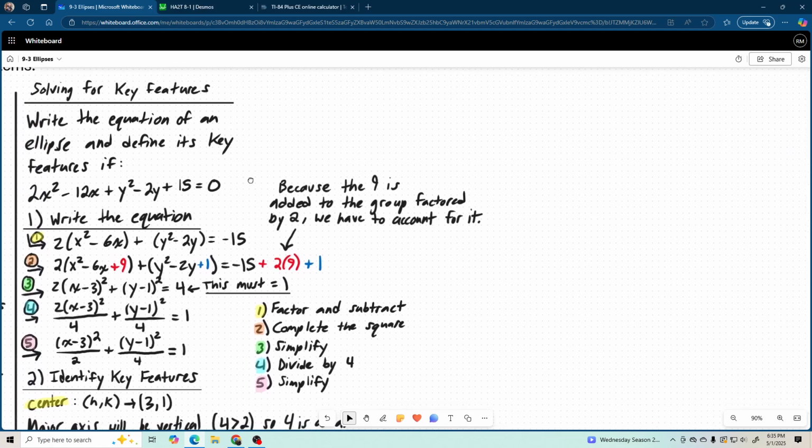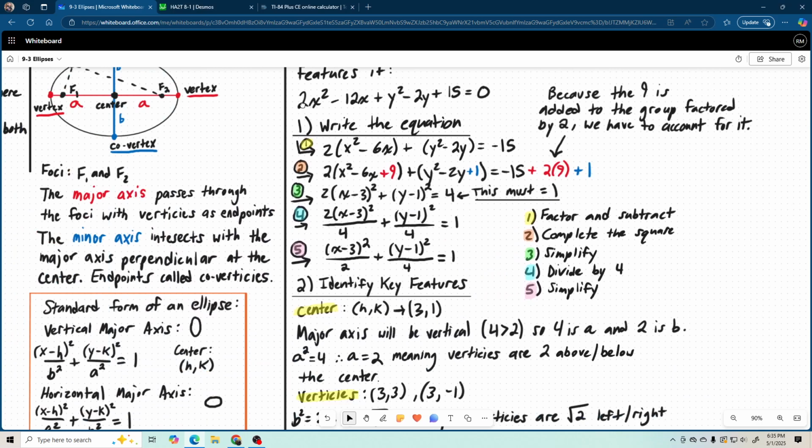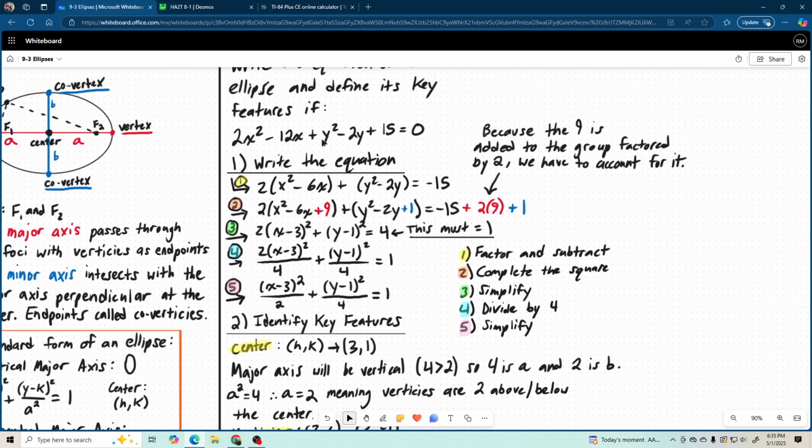So write the equation of an ellipse and define its key features if 2x squared minus 12x plus y squared minus 2y plus 15 equals 0. So the first thing we're going to do is rewrite this equation, and we're going to get it into a form that looks like this down here. And then once we get it into a form that looks like that, we can identify what our A and our B are, and then we can find all of the points and go from there.